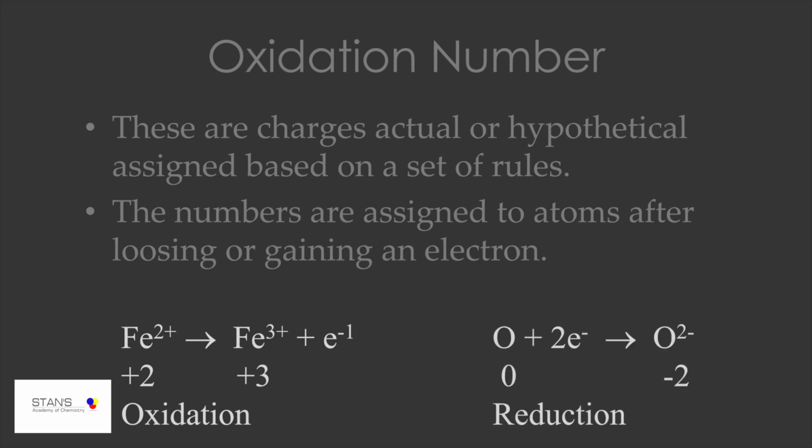In the second example, oxygen can gain 2 electrons to change into the oxide ion. The oxidation number of oxygen, the unreacted element, is 0, whereas in the oxide ion, the oxidation number is -2. There is a decrease in oxidation number. Therefore, the process is referred to as a reduction reaction.